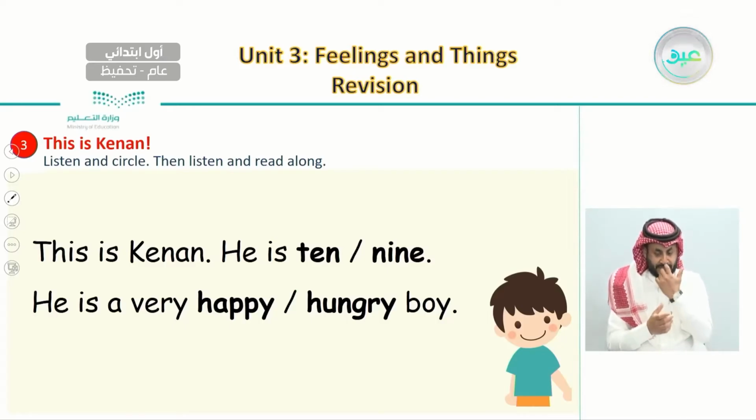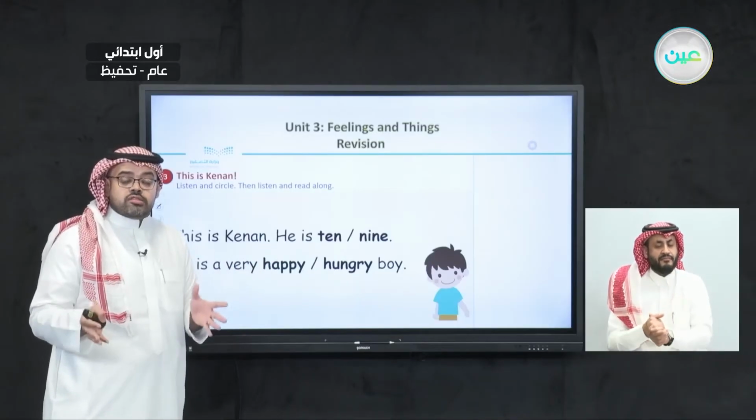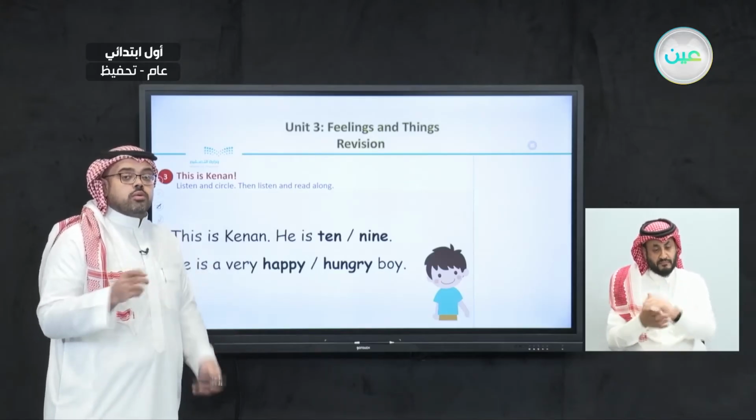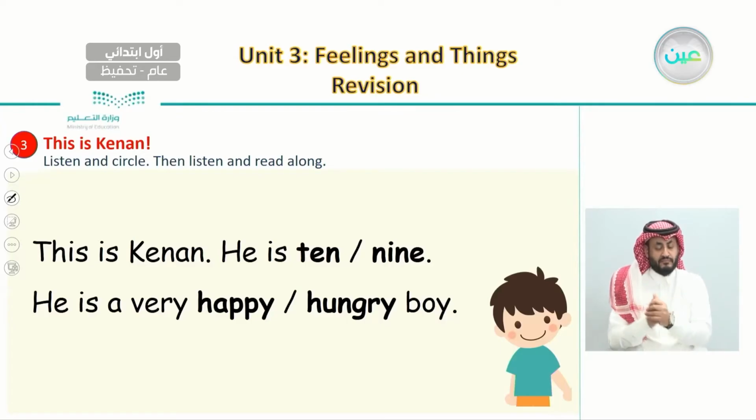Very well. So now let's read the story one more time, and this time I want you to tell me what is the answer that we should circle. For the first choices, we have 10 and 9. When we listened, what was the answer? Did we say he is 10 or he is 9? We said he is 10. So here we go, we circle the first one. He is 10.